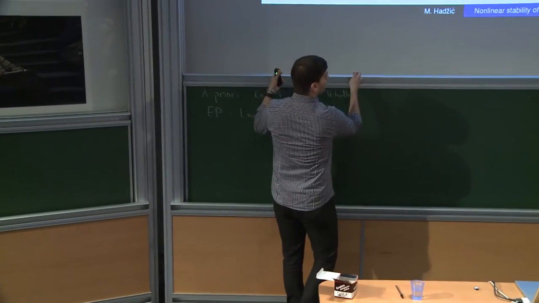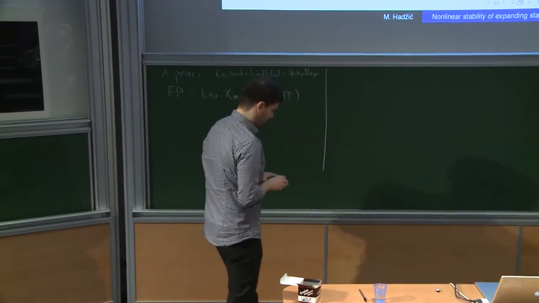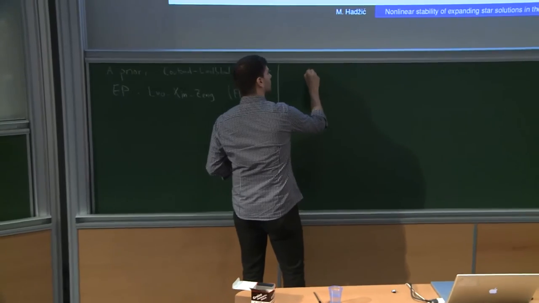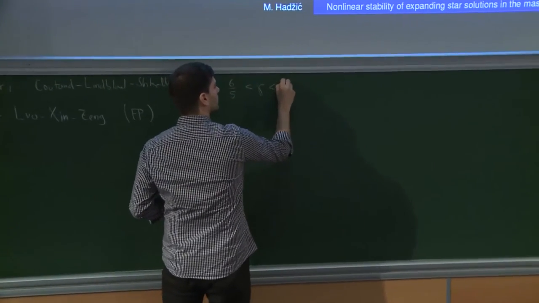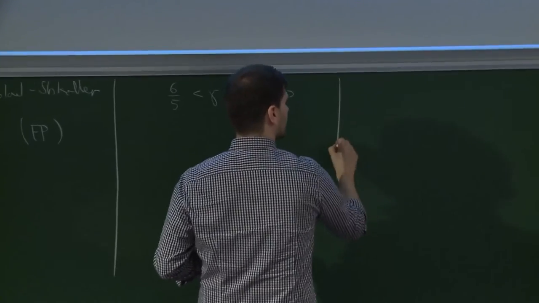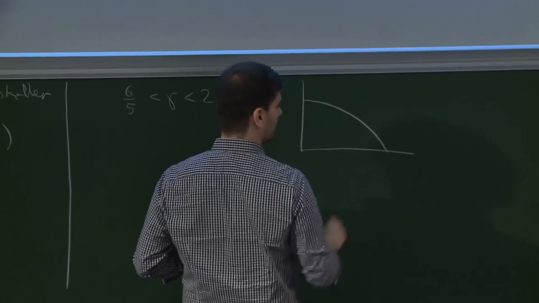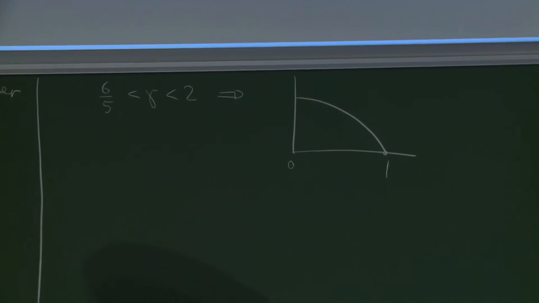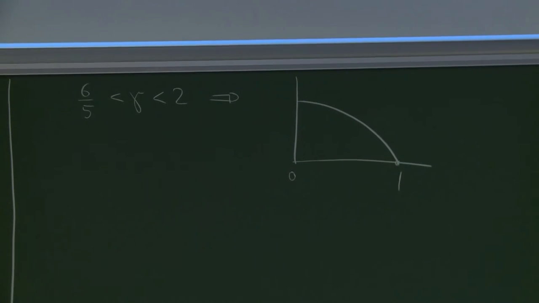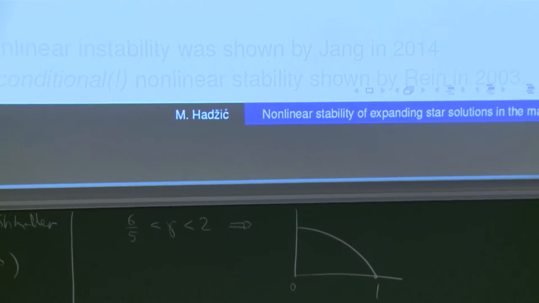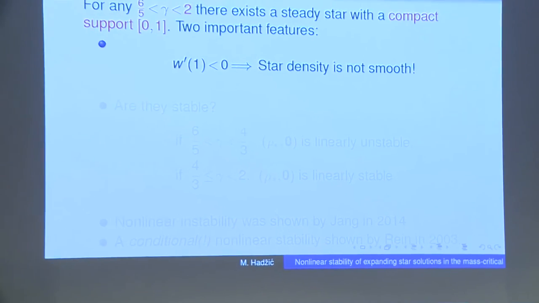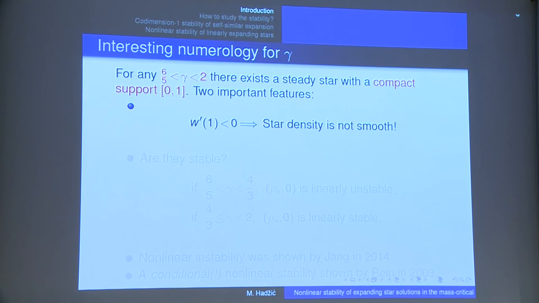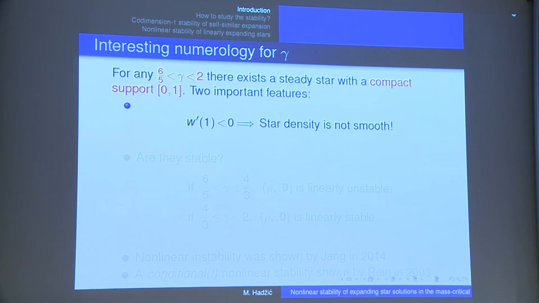So the answer is, if gamma lies in this magical range, then you can find profiles that are indeed compactly supported, say with support 0, 1, and they look exactly like that. Once gamma hits 6/5 and below, no such solutions exist. It's just the ODE analysis. And moreover, these special solutions in fact satisfy the physical vacuum condition. So W prime at 1 is strictly less than 0.